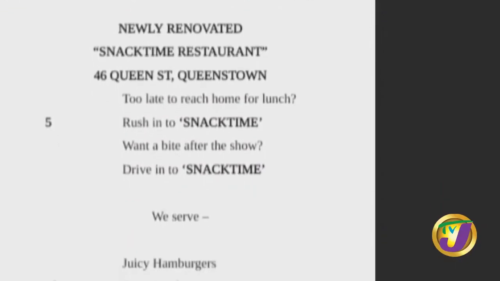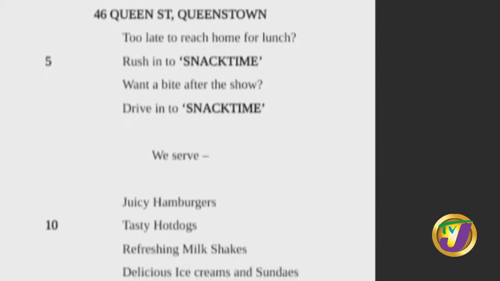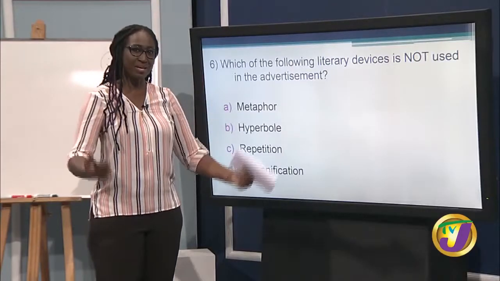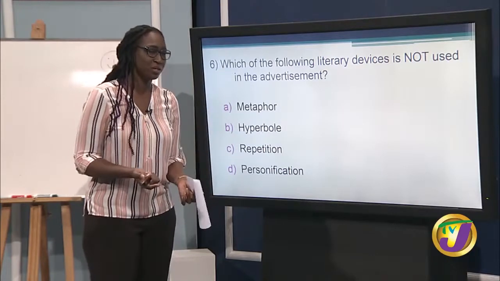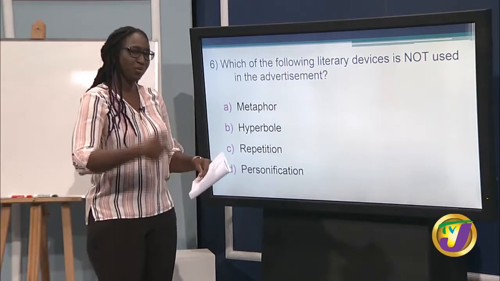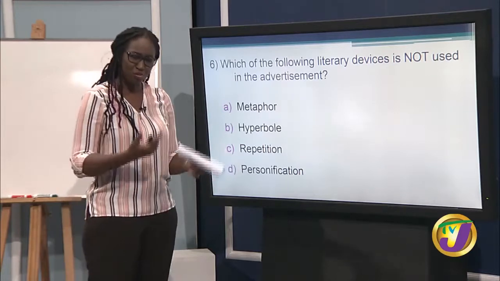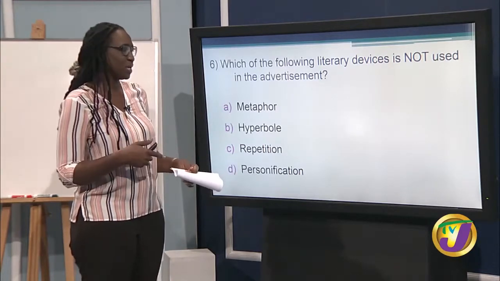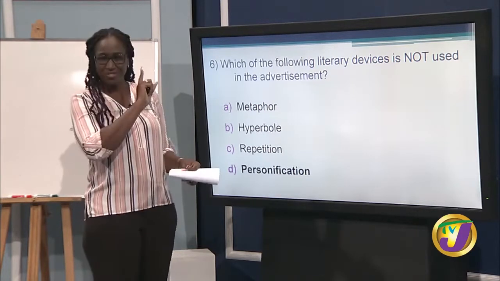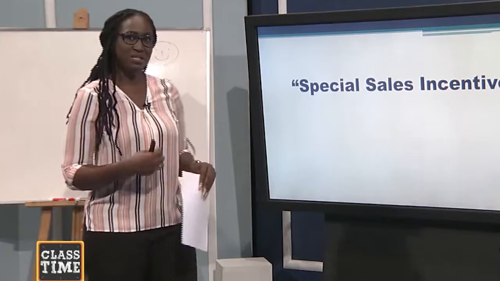Metaphor, remember, comparison of two unrelated things by saying one thing is the other. You ascribe certain characteristics. You don't use like or as. Hyperbole, gross exaggeration, so you blow it out of proportion. Repetition, of course, a word or a phrase or an idea over and over and over again. Personification, comparing something with human traits. So you put human traits to something else. Which one didn't you see happening? It should be very easy. No personification was in there. Very good. So now we're going into another one, which is a special sales incentive.